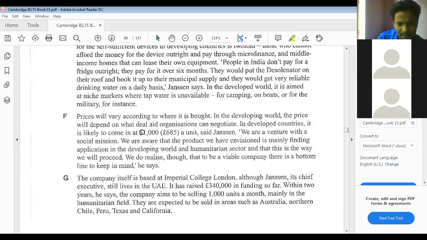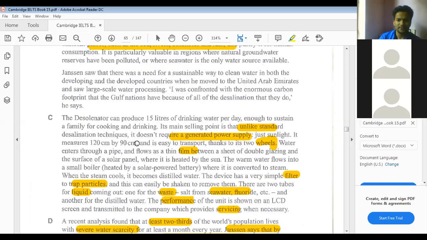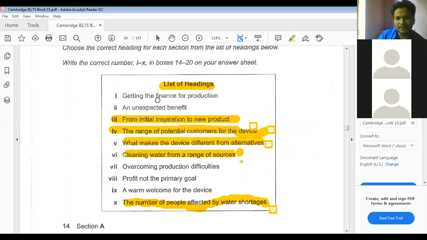It talks about prices. In the developing world, the price will depend on what deal an organization can negotiate. In developed countries, it is likely to come in at this, and we are a venture with a social mission. The product may find application in the developing world and humanitarian sector, and it talks about the humanitarian sector, and that is the way we will proceed. Okay. Now look here: getting the finance for production, nothing about production and finance; unexpected benefit, nothing about this.